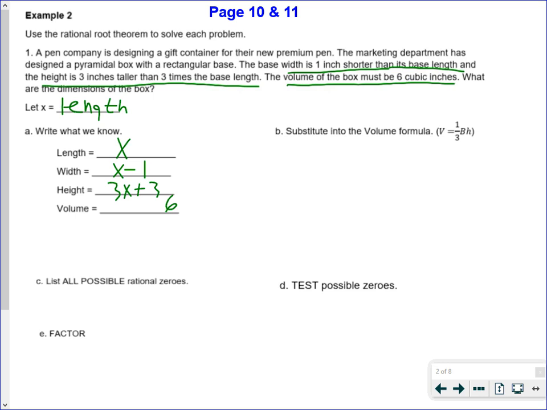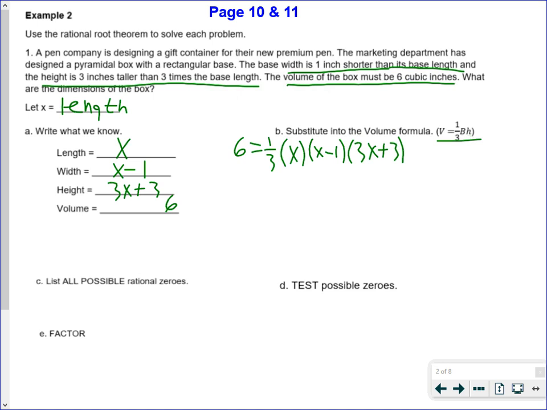All right? So what we're going to do now is substitute this all into the volume formula, and we're going to get our standard form of an equation so we can actually factor this out and figure out what our x should be. Our volume, we're given the formula right here, is V equals 1/3 B times H. So our volume is 6, and that should equal 1/3 times our big B, which is the actual base of the whole thing, which will be length times width. So x times x minus 1, and our height, which is 3x plus 3. So in other words, just 1/3 times length times width times height.